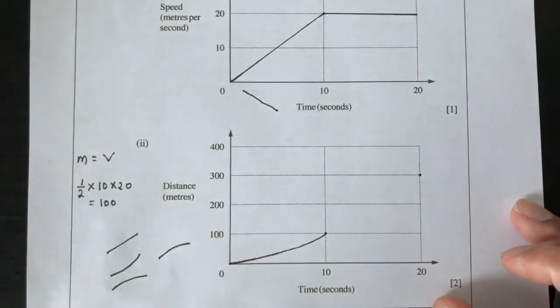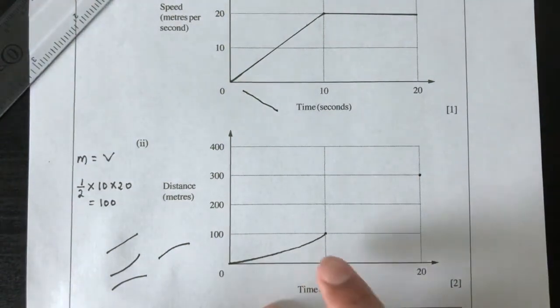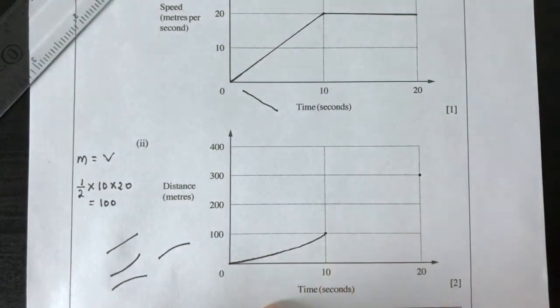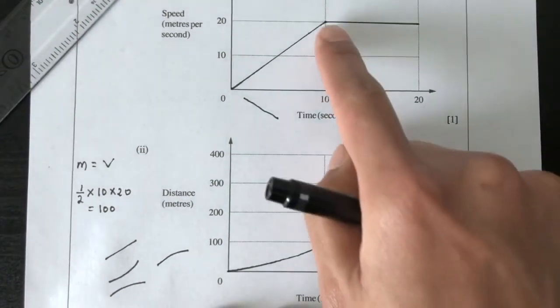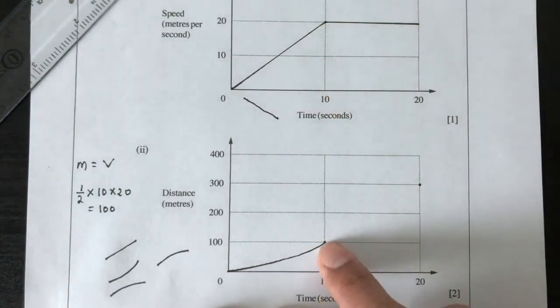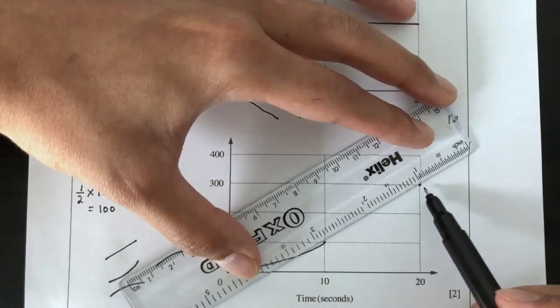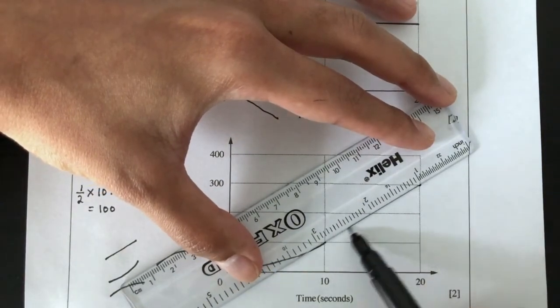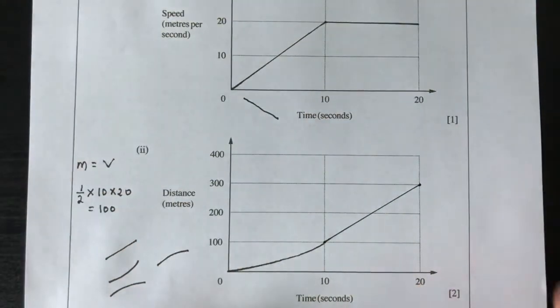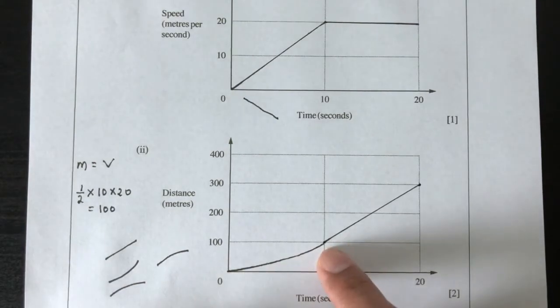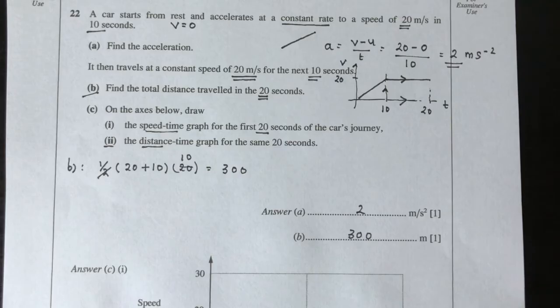And then for this one, how would you join these two? Because the gradient here is 0, it will be joined by a straight line. Because the velocity is constant, it has to be joined by a straight line. Okay, so this one is curved and this one is a straight line. That will be your question number 22.